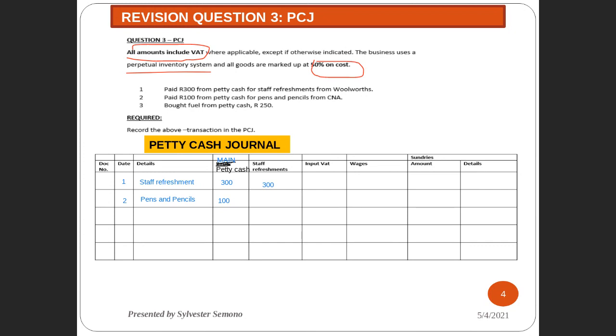Remember I said under the petty cash, they want you to write these things. Don't write the name. But if you write the name like Fortunate said, CNA, I'll give you a mark for that. But they prefer for you to be very specific for petty cash. And where will I record these pens and pencils, what do we call them? They are called stationery. So we don't have a stationery column.